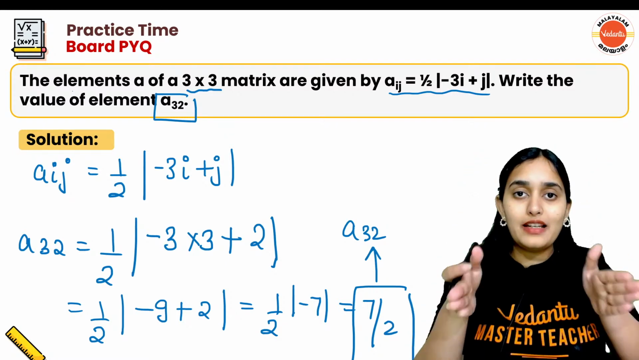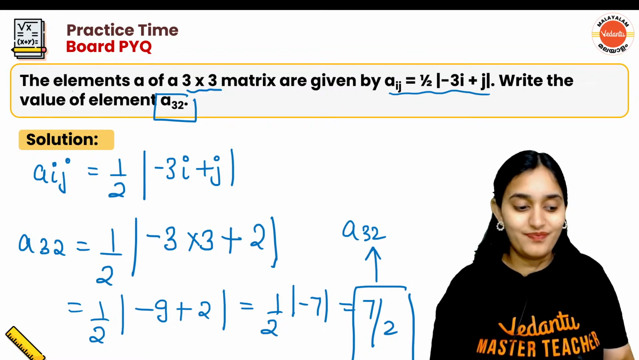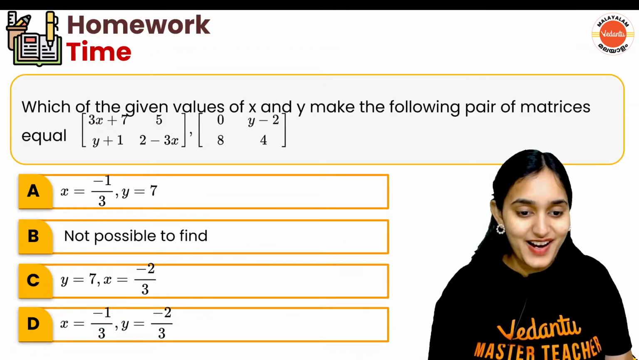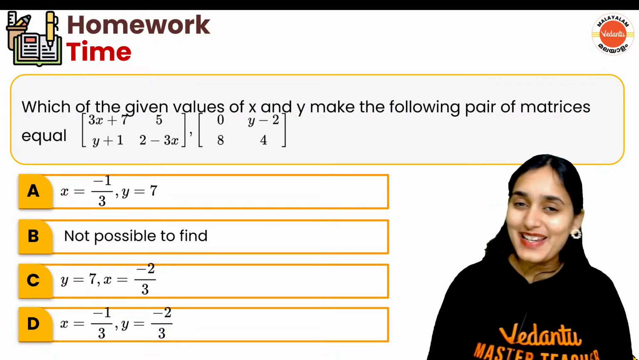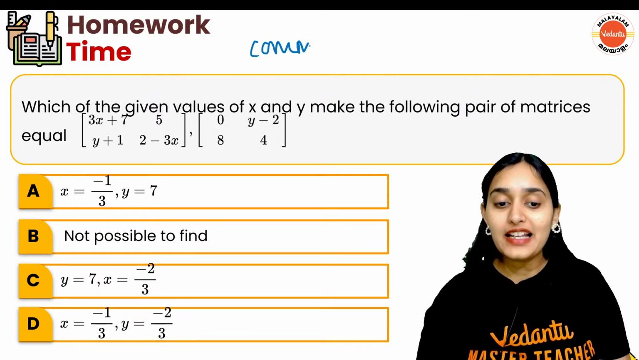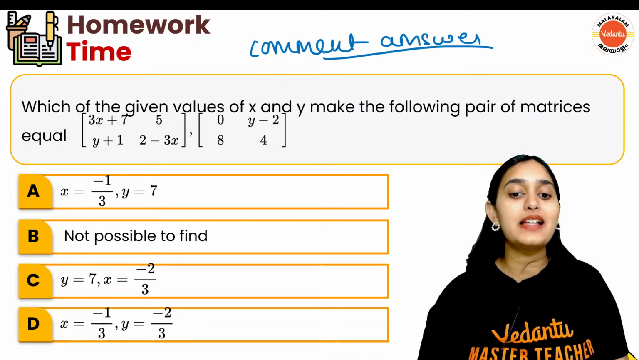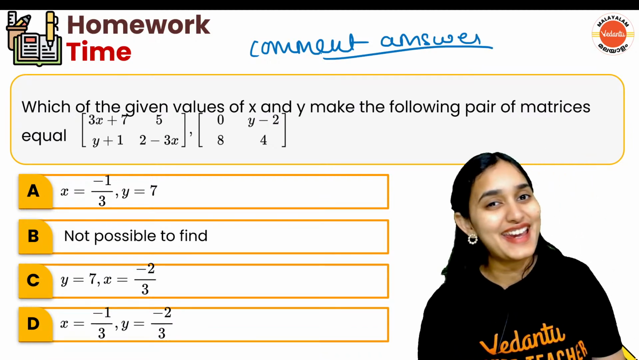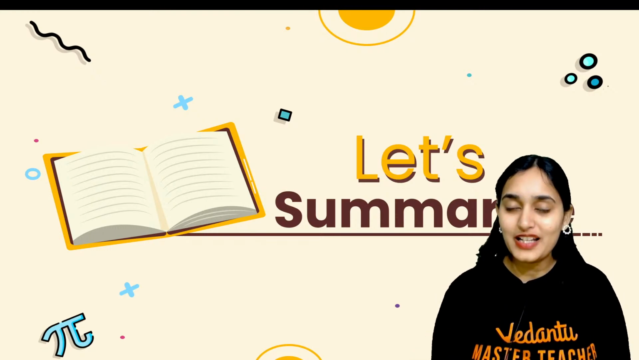Understood what is mod value? Always the answer is positive. So therefore it is 7 by 2. Clear? Alright guys, so we have completed today's lecture number 1 and here is a homework question for all of you. Quickly solve this homework question and comment the answer below. I will see who is answering it correctly and the fastest.